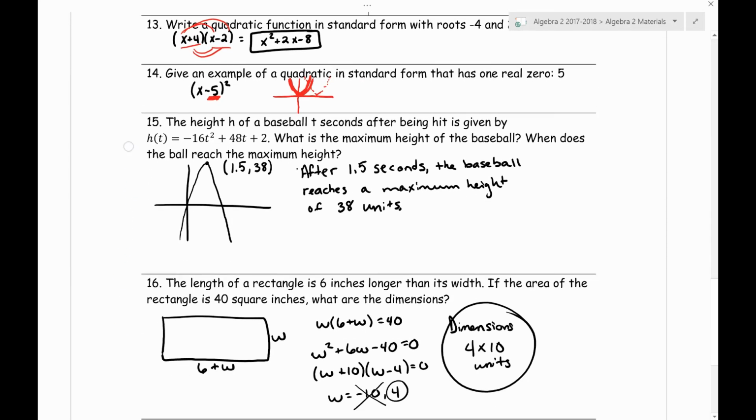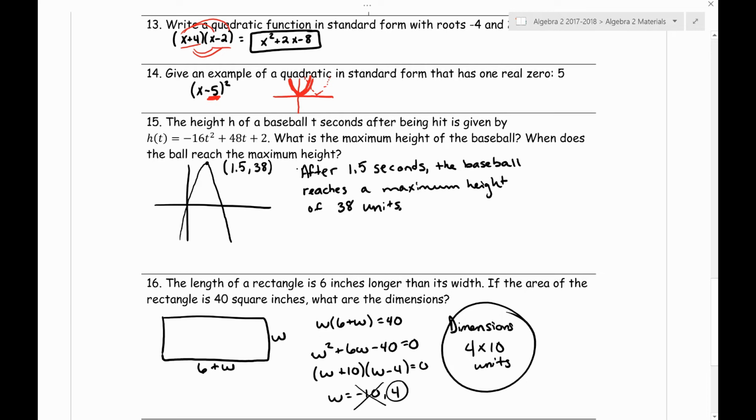In number 15, here we've got a word problem. This is one of those situations where a decimal is okay. It's always going to be an approximation. So the height of a baseball after t seconds of being hit is given by this function, -16t squared plus 48t plus 2. I want to know what's the maximum height of the baseball, and I want to know when that ball reaches the maximum height.